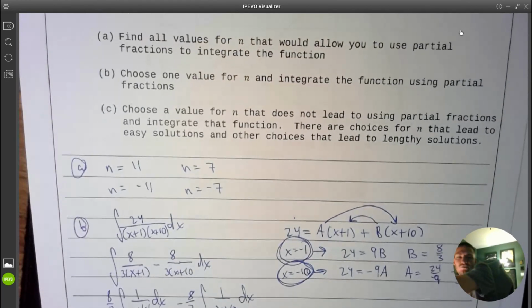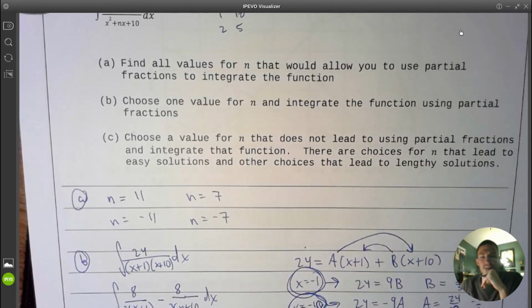Choose a value for n that does not lead to using partial fractions and integrate that function. There are solutions for n that are easy and other choices that lead to lengthy solutions.